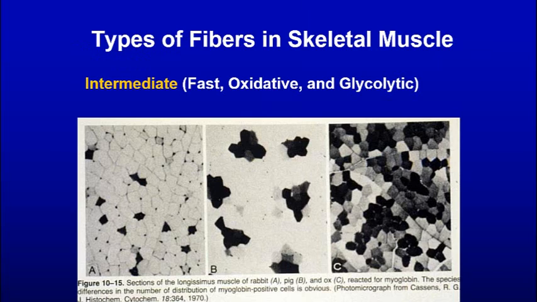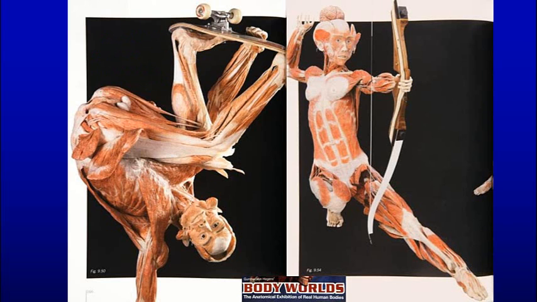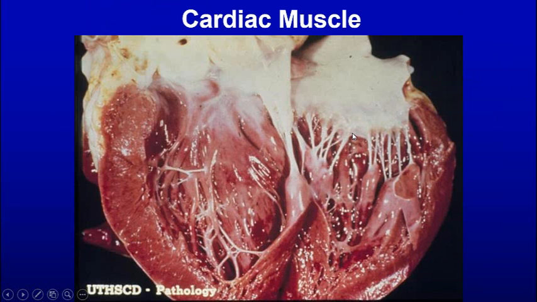If you were a distance runner, you'd have more red. If you were a sprinter, you would have more white fibers. And here we can see muscle. Wherever you go, there goes your muscles. And we see the muscles in there.